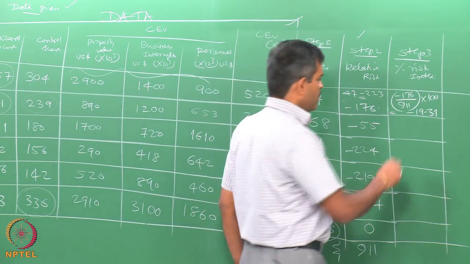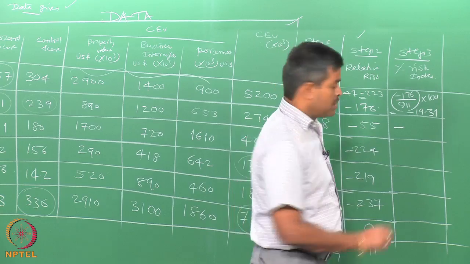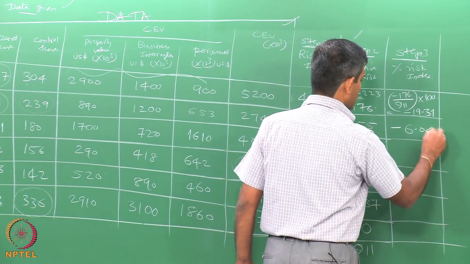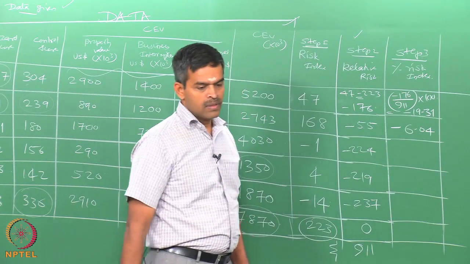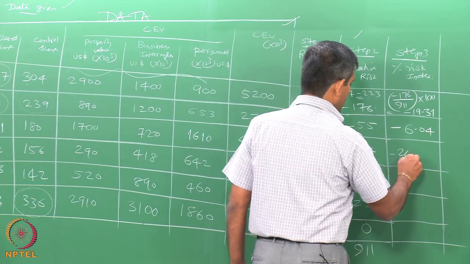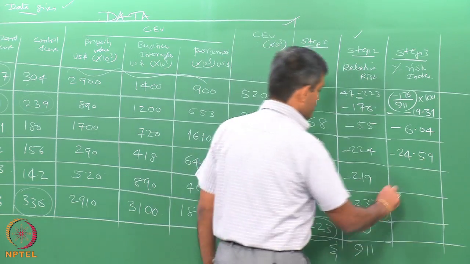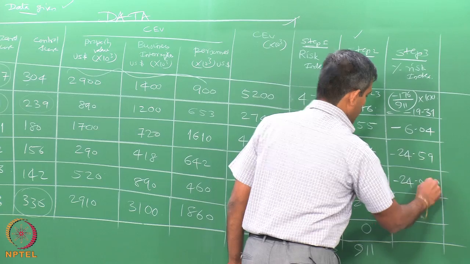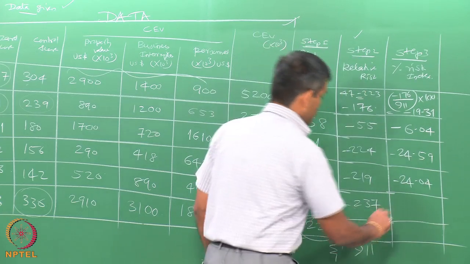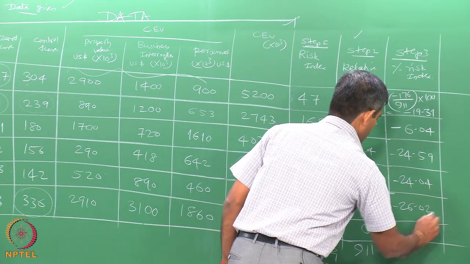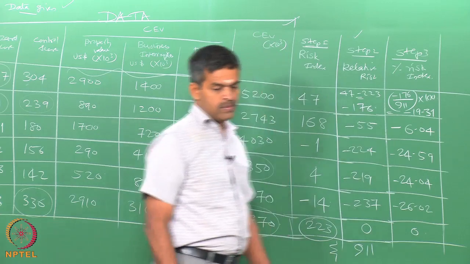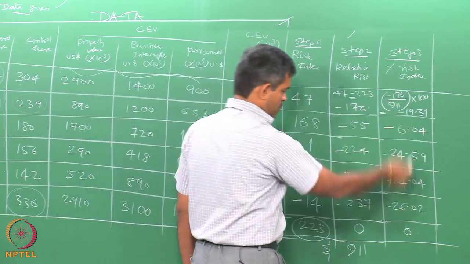So, that is going to be minus 6.04, minus 24.59, minus 24.04, minus 26.02, and this will be 0. And if you add them all, it should become 100.